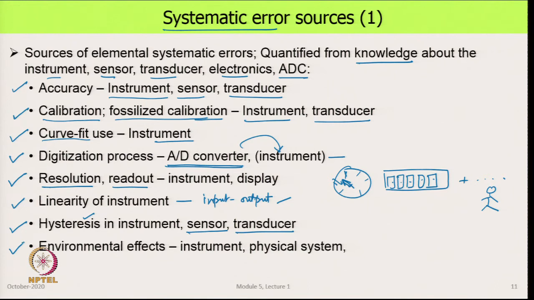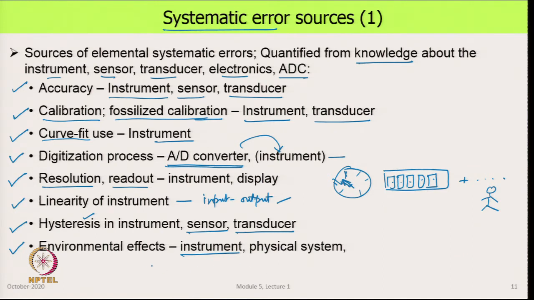Then there are systematic errors coming because of environmental effects, which affect the performance of the instrument. For example, in all the electronics, a resistor would have a certain value of resistance at a particular temperature. If it becomes warm, or if it is operated in a hot or a very cold environment, its resistance will be different, it will start giving different numbers.